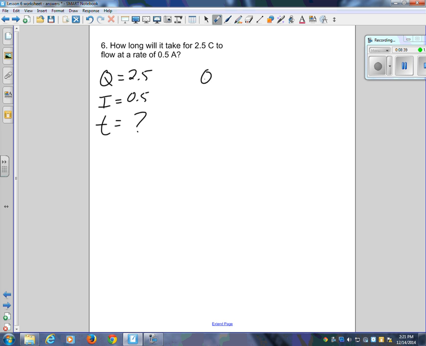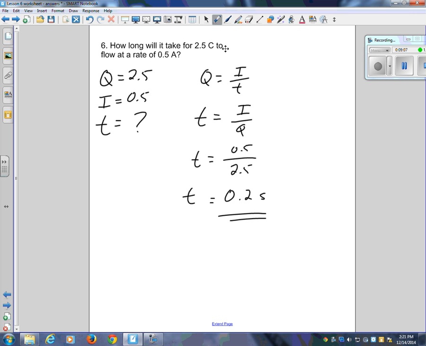Write the formula. Q equals I times T. Write it for time. Time is equal to Q over I. Substitute in for the Q, 2.5, over 0.5. Let's see what we get here. 2.5 divided by 0.5 is 5 seconds. Again, equal signs all lined up. Units on the final answer. Bottom right hand corner of the solution.